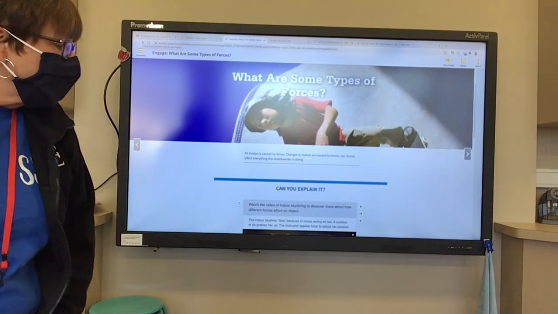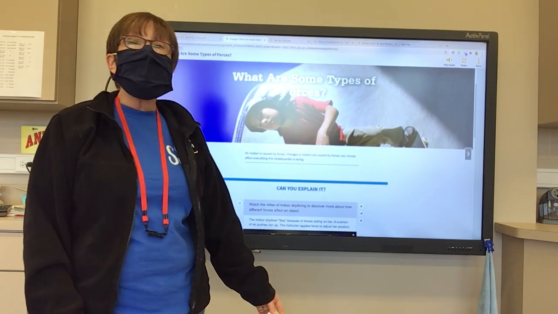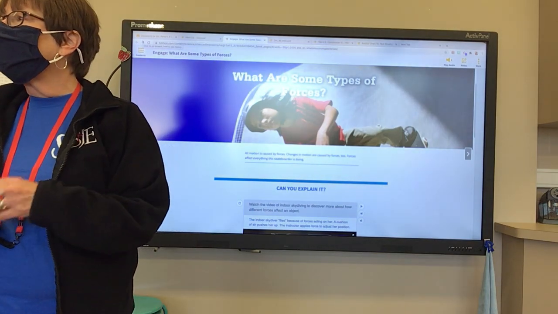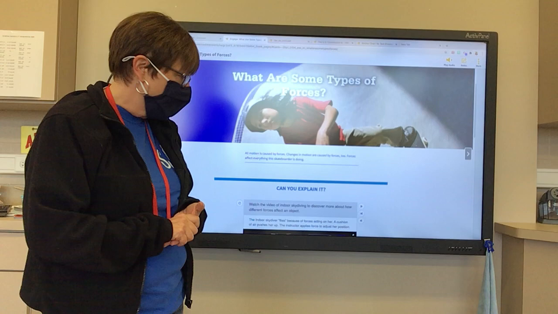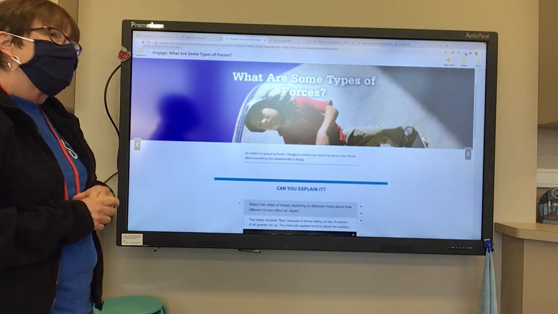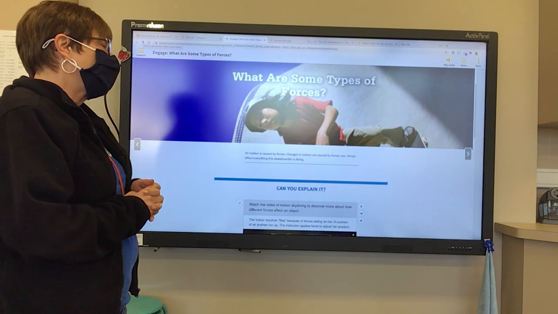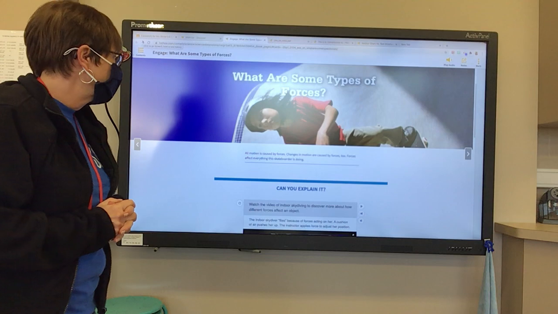Okay, boys and girls, we are going to be starting lesson 2, which is what are some types of forces? So we're doing some review, and there's going to be some new information in this part of the chapter. It says all motion is caused by forces. Changes in motion are caused by forces too. Forces affect everything the skateboarder is doing.